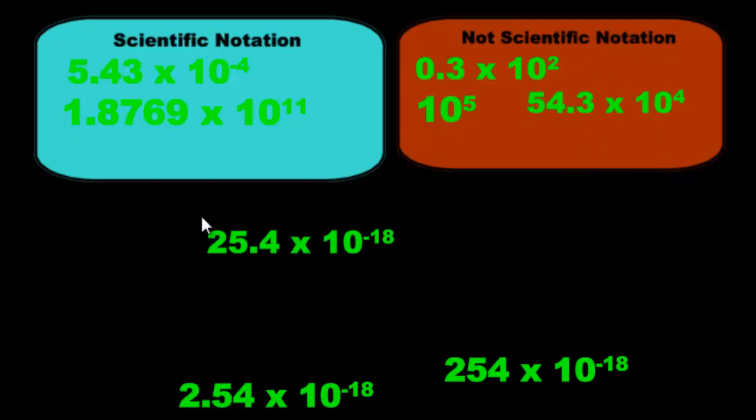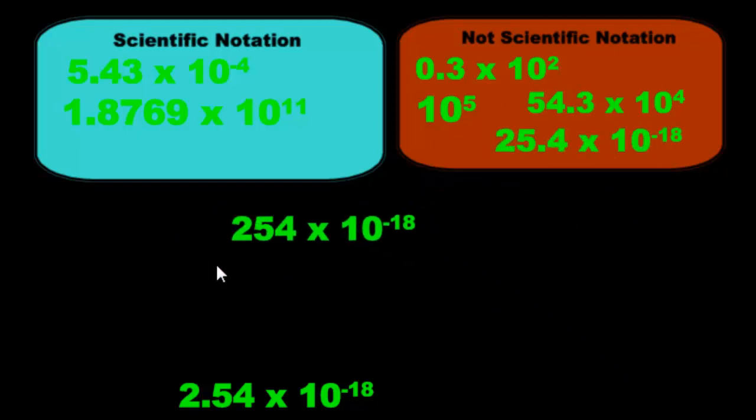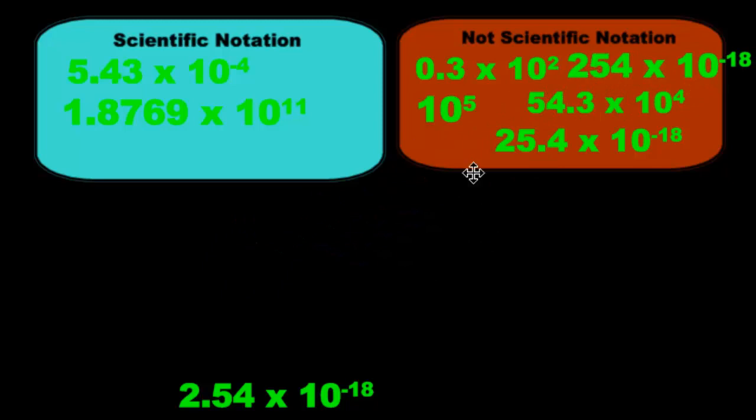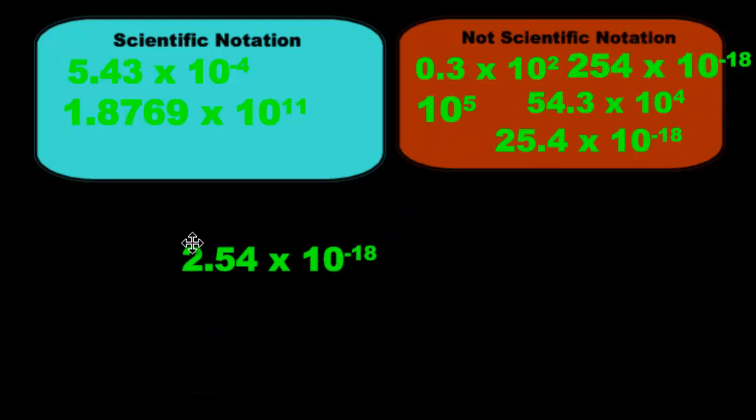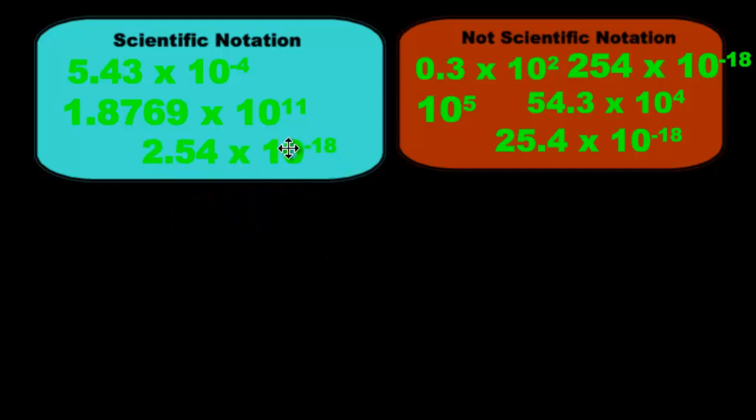Burn it. How about this? Times 10 to the -18 looks good, but look at the first part. It's not between 1 and 10. You have to put it between 1 and 10. That's the rule. This one, same reason. Throw it in there. And this one looks good, between 1 and 10, and this one is 10 to the -18.